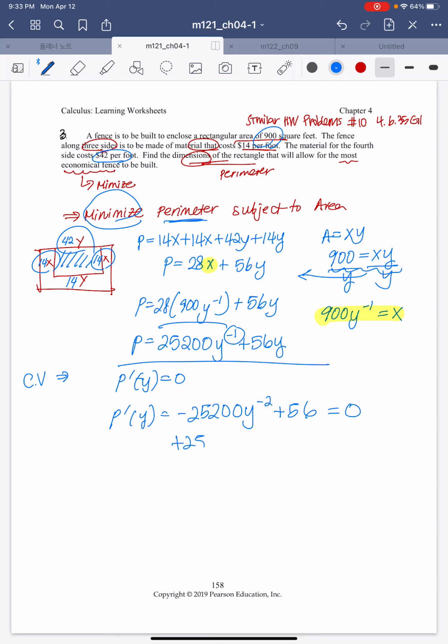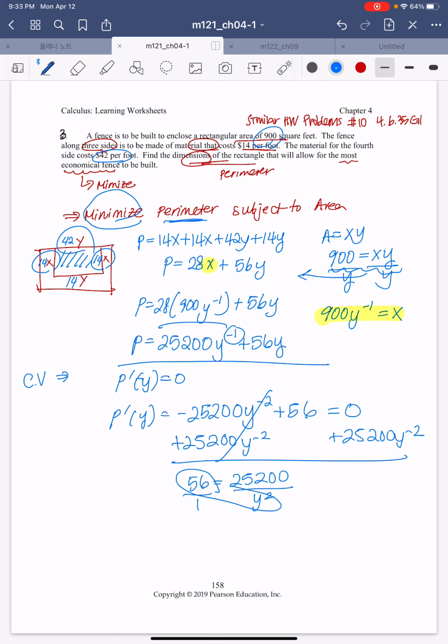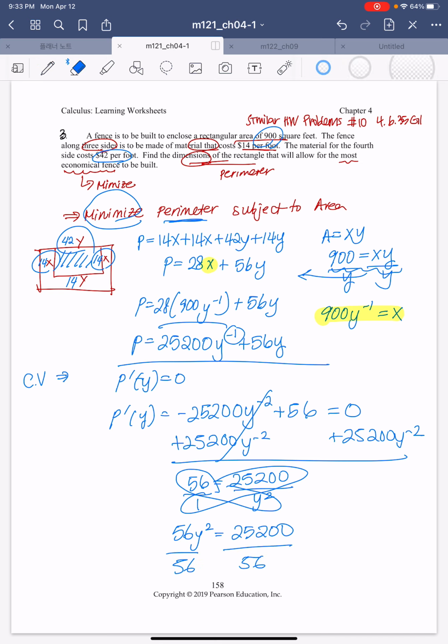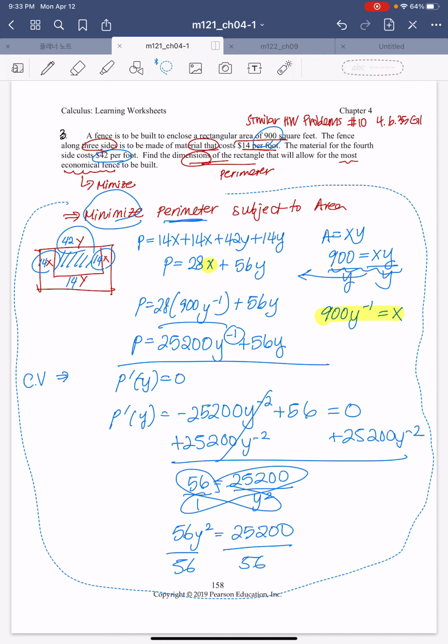So I'm going to add 25,200 y to the negative 2 on both sides. So I have 56 is equal to 25200 y to the negative 2. Same thing, I'm going to cross multiply. So I have 56y squared is equal to 25200 divided by 56. And let me make this a little bit smaller.